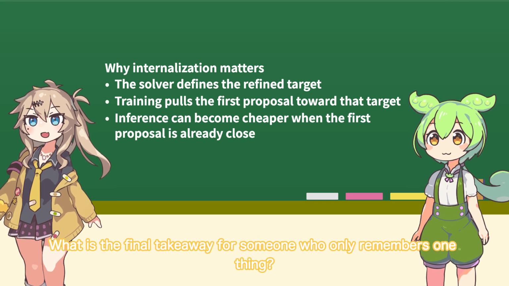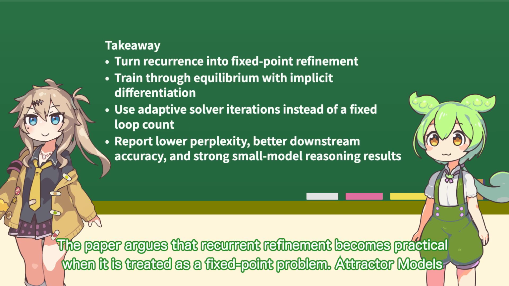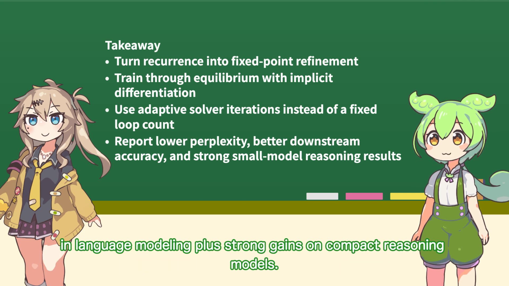What is the final takeaway for someone who only remembers one thing? The paper argues that recurrent refinement becomes practical when it is treated as a fixed point problem. Attractor models refine embeddings adaptively, train with constant memory in effective depth, and show better compute performance trade-offs in language modeling plus strong gains on compact reasoning models.